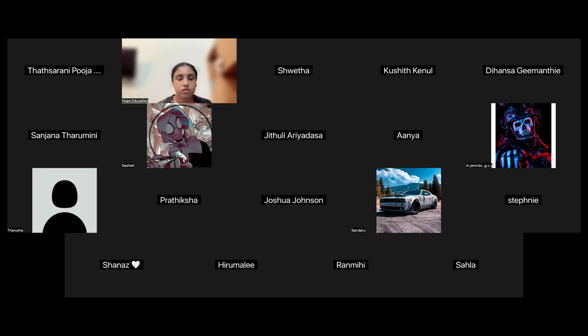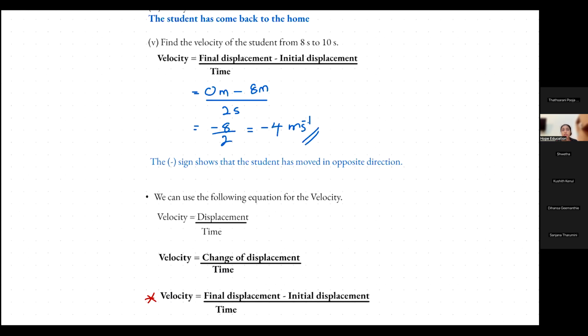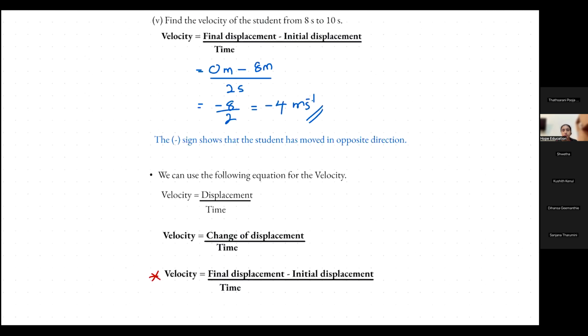The board was lost, no? I'm sorry. Okay. I think you can see the board now. Can all of you see the board? Quickly write this.